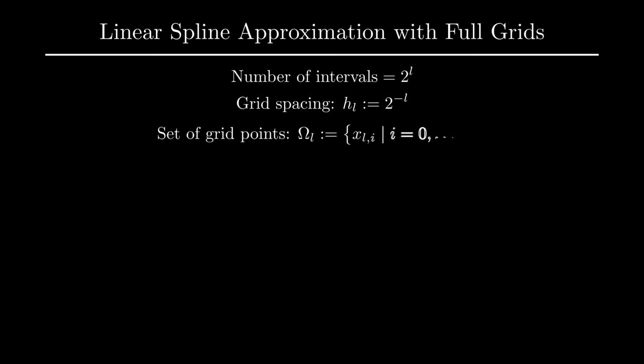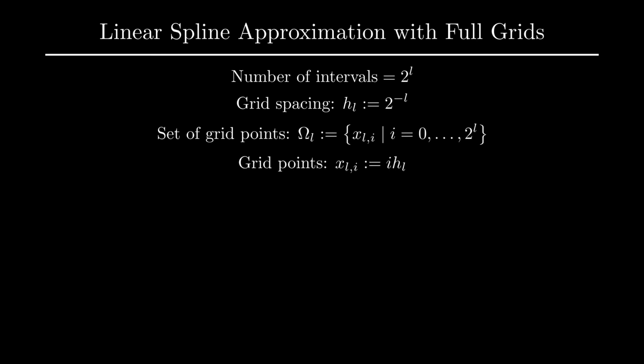Full grids subdivide the unit interval into intervals of equal size. For simplicity, let's choose a number of intervals to be a power of 2, where L denotes the level of the grid. If we define h to be the inverse of the number of intervals, then this gives us the grid spacing, which is the length of each interval. Then our full grid can be constructed by having a grid point at the boundary of each interval.